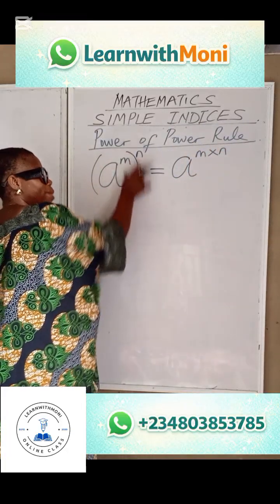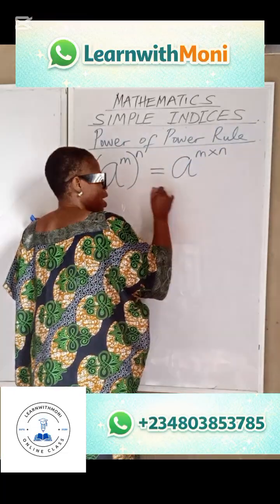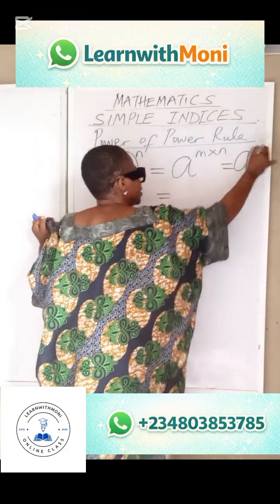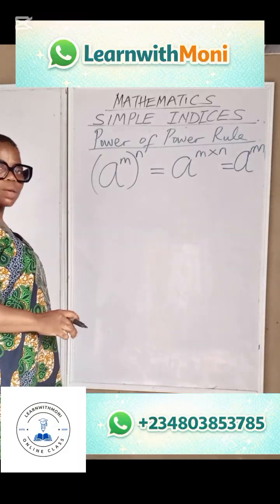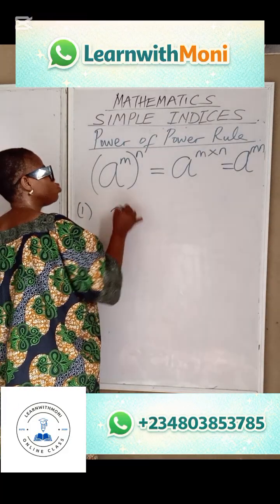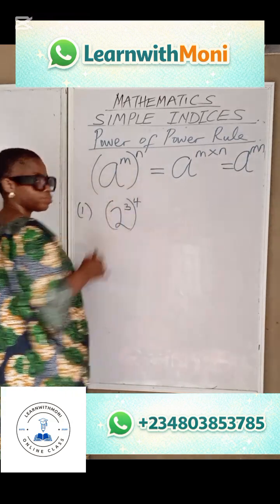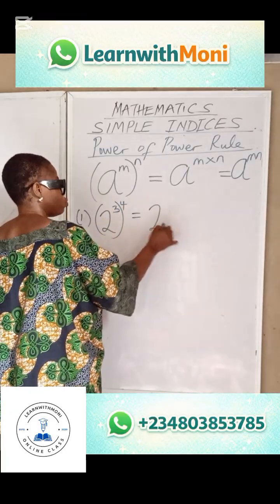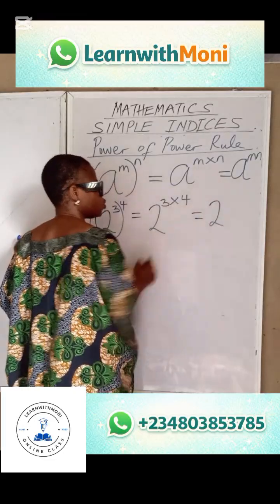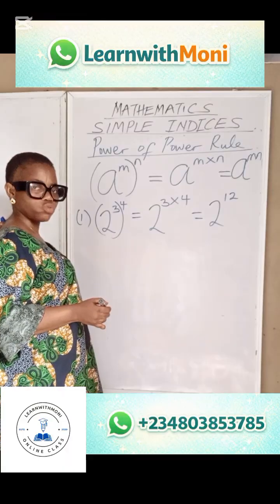A raised power m, everything raised power n means A raised power m times n. M times n is mn. That means I have A raised power mn. That is what we call the power of power rule. Look at this example where I have 2 raised power 3, raised power 4. This means we have 2 raised power 3 times 4. That is 2 raised power 12.